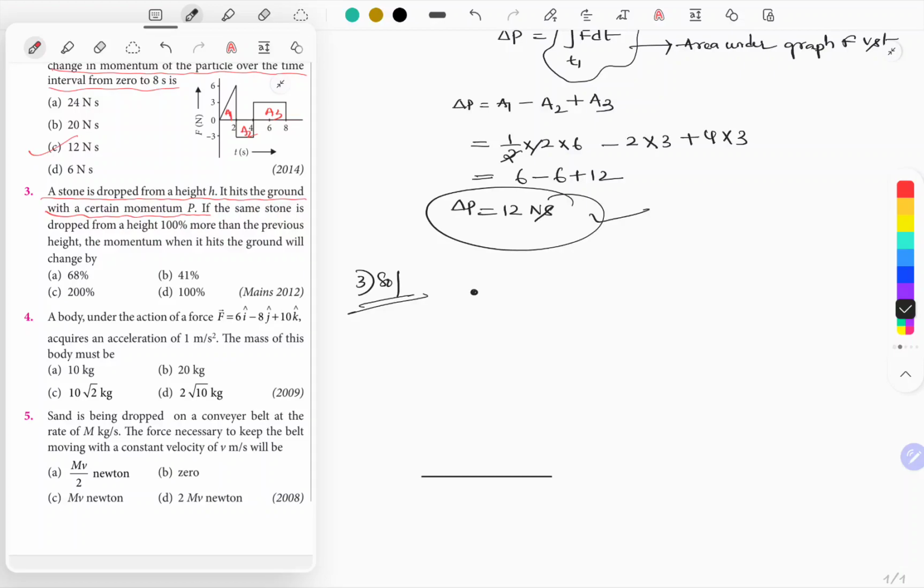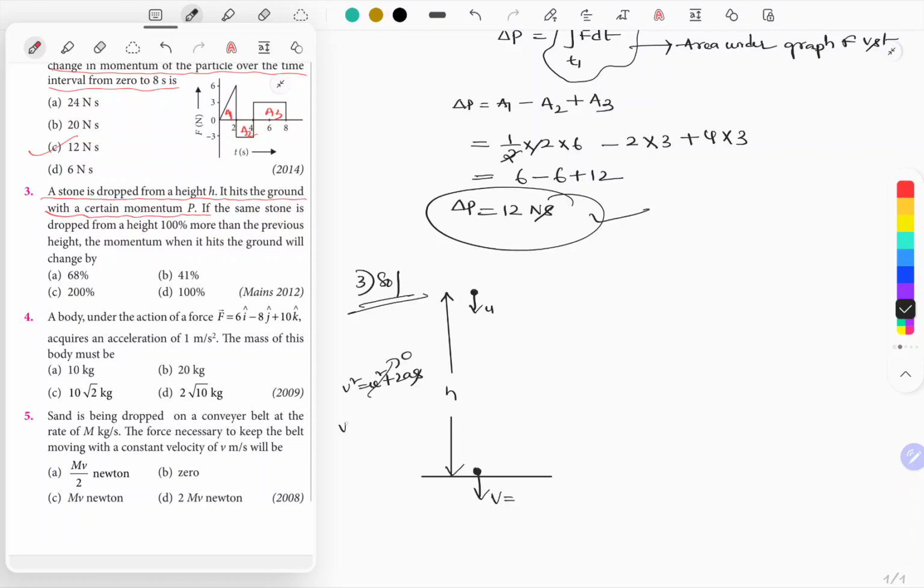Whenever any stone is dropped from a certain height, let us say that height is h. I am imagining it as h. So from height h, if any stone is dropped, let me find out the velocity with which it is going to hit the ground. The formula is v square is equal to u square plus 2as.